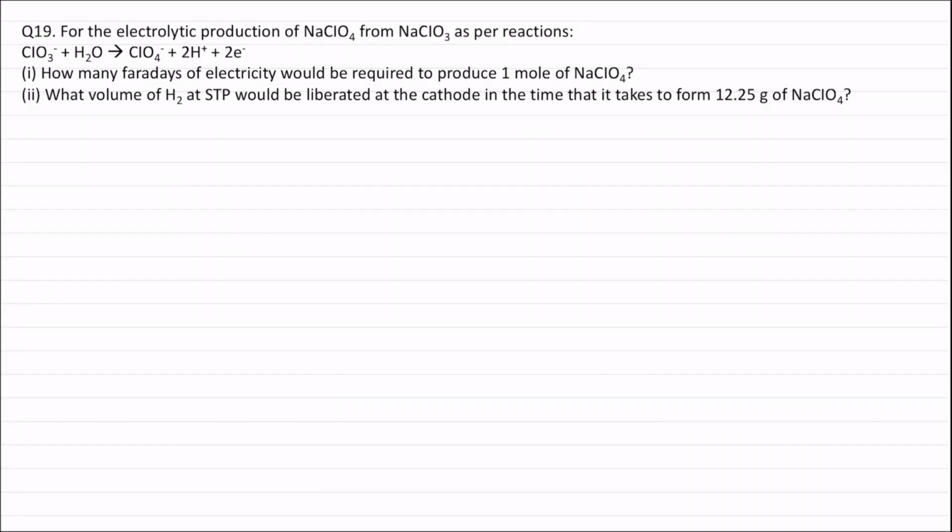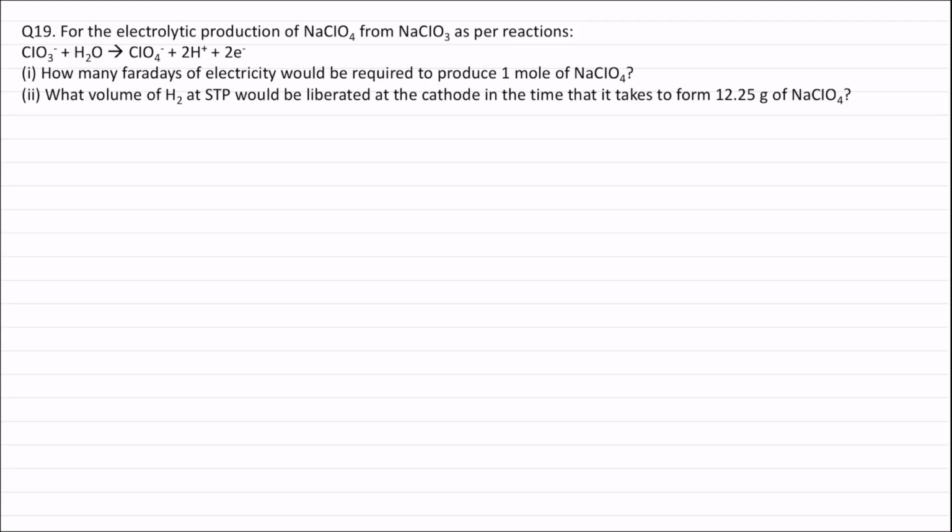Question 19. For the electrolytic production of NaClO4 from NaClO3 as per the reaction ClO3⁻ + H2O → ClO4⁻ + 2H⁺ + 2 moles of electrons. First, how many faradays of electricity would be required to produce 1 mole of NaClO4?